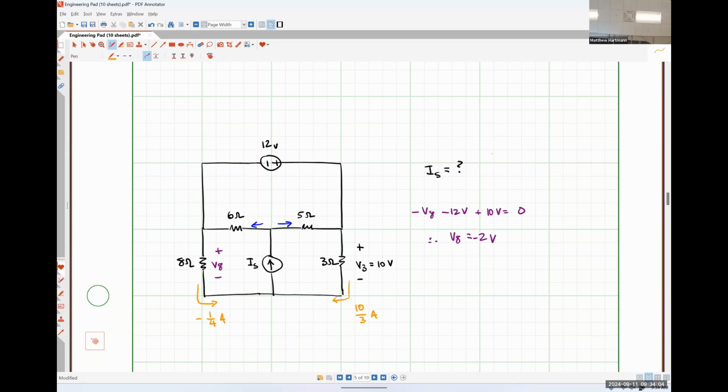Yes, sir. So coming from the current source, going down, that's why it's negative V8. I'm starting at the bottom left-hand corner of the 8 ohm resistor, and I'm just following the outside path. So negative V8 minus 12 plus 10 when I go around the outside in a clockwise direction.